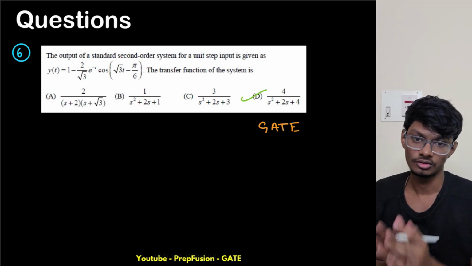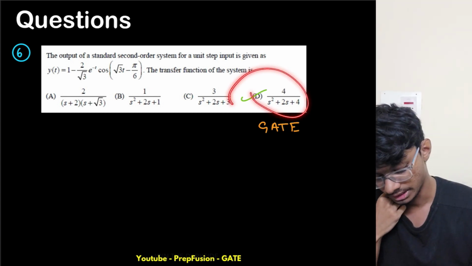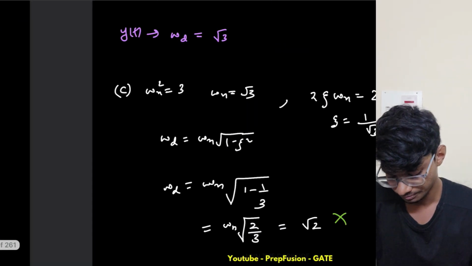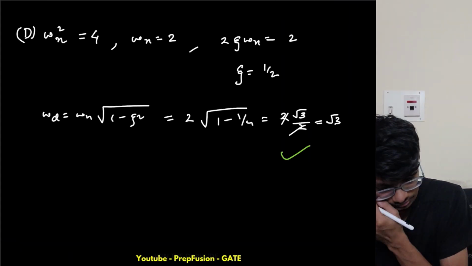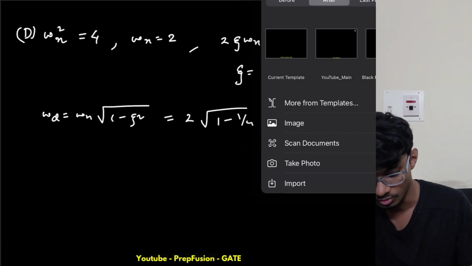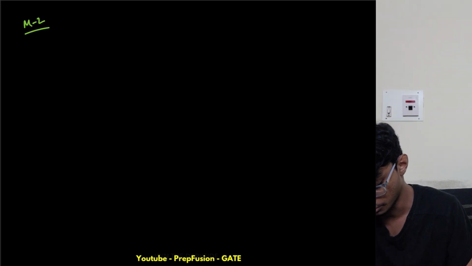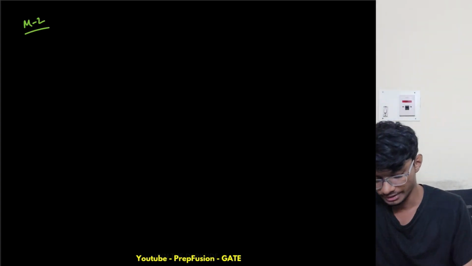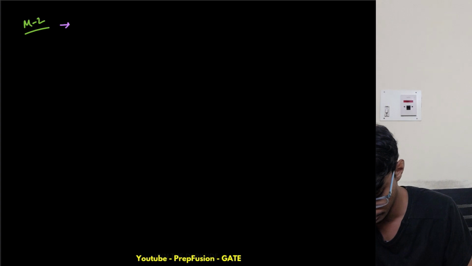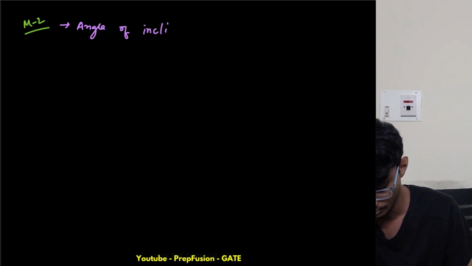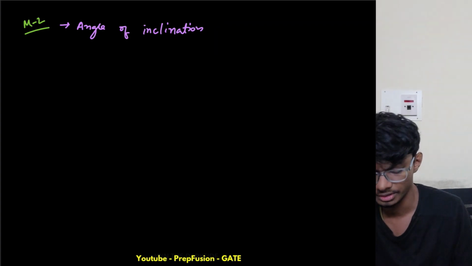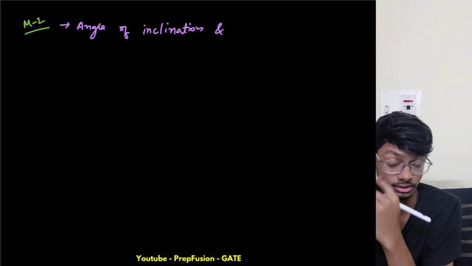Okay, can we solve this in another way? Can we find this directly without checking the options? So what I can do is use the formula of damping factor and omega n, right? So now what we'll do is basically method 2. In method 2, we'll find the angle of inclination and zeta and omega n from the response itself.